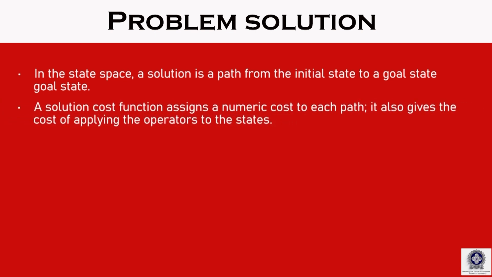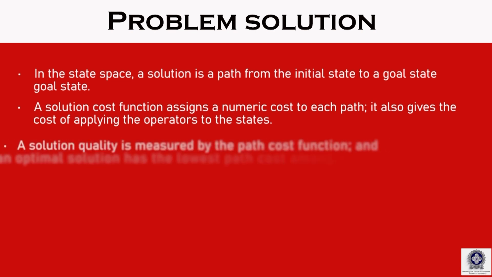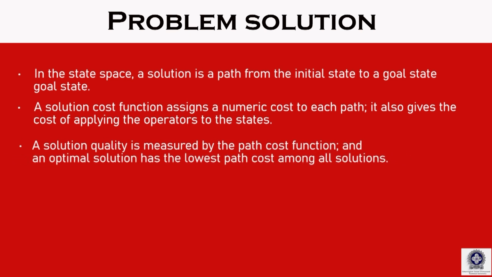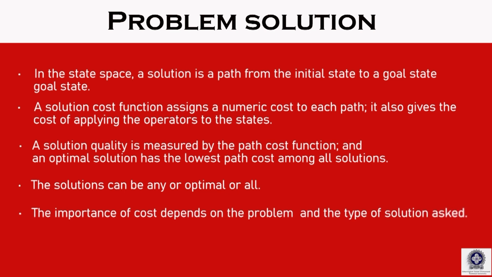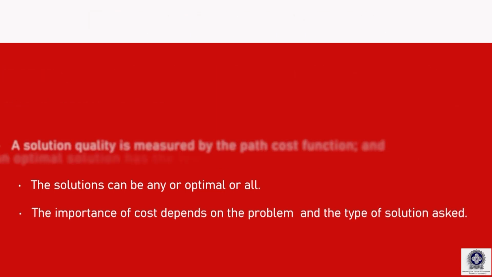A solution cost function assigns a numeric cost to each path. It also gives the cost of applying the operators to the states. Solution quality is measured by the path cost function, and an optimal solution has the lowest path cost among all solutions. The solutions can be any, optimal, or all. The importance of cost depends on the problem and the type of solution asked.